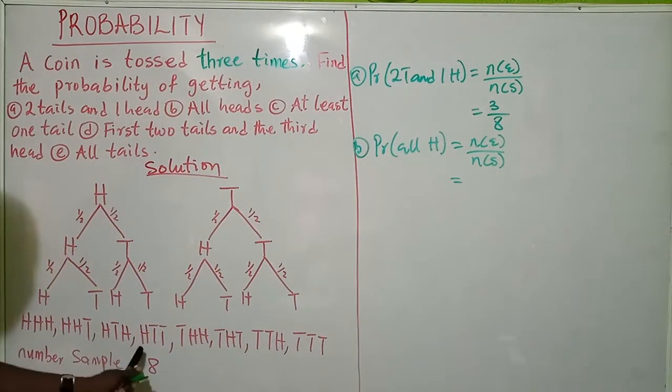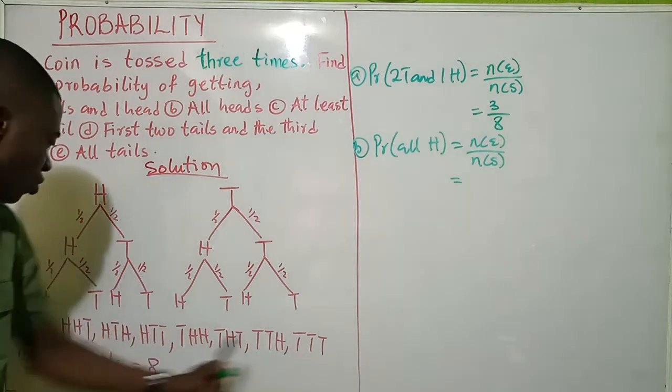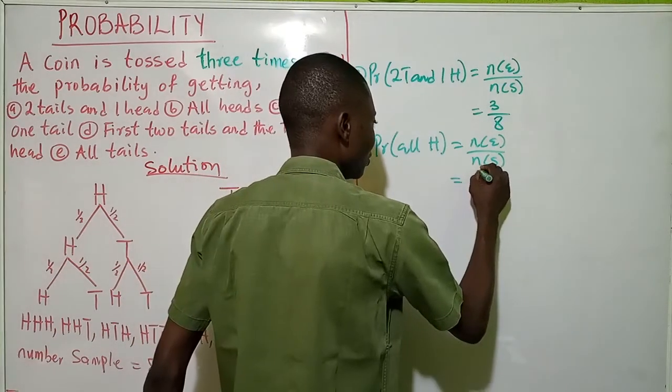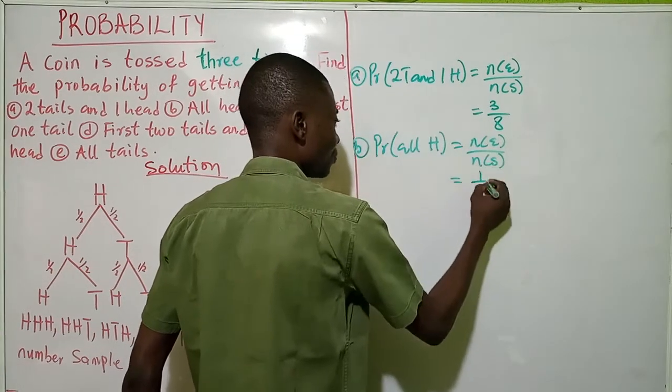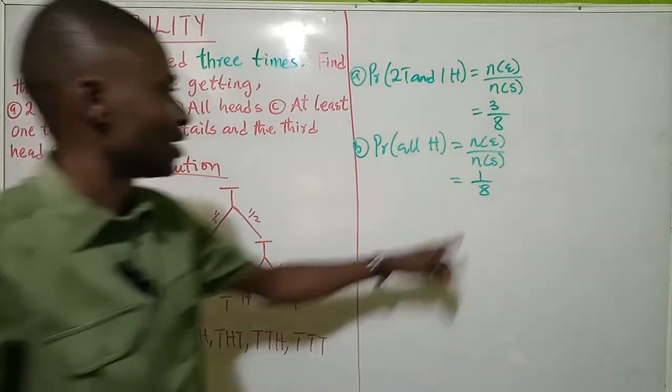Now let's go back to this. Probability that everything is head. Head, head, head. Do you have anything like that here again? No. So that means it's only 1. 1 over the sample space, which is 8. The answer is 1 over 8. Again, how do you get this?